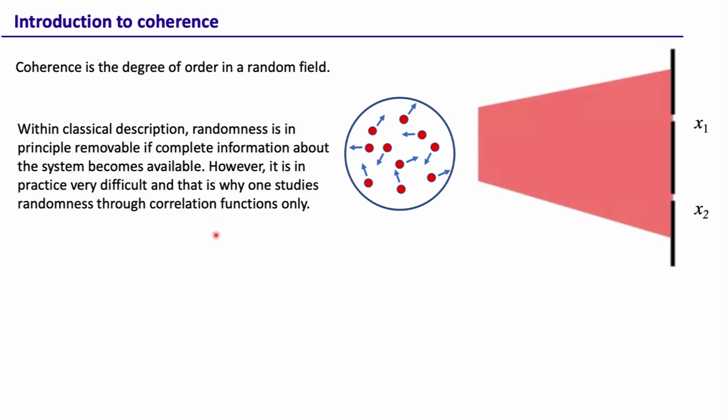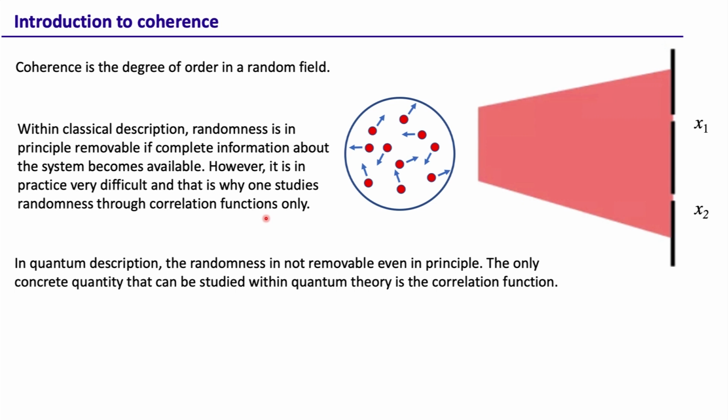Now, within classical description, randomness is in principle removable if complete information about the system becomes available. Well, this is easier said than done, but in principle, randomness is removable within classical theory. Since it is very difficult, one studies randomness through correlation functions only, even within classical description. On the other hand, in quantum description, the randomness is not removable even in principle. And here, the only concrete quantity that can be studied is the correlation function. But when it comes to random fields, even within classical description, we study it through correlation functions only, and the same is true in quantum description as well.